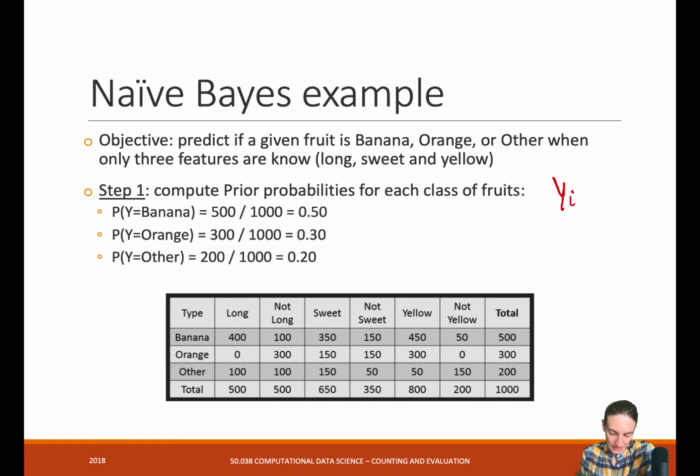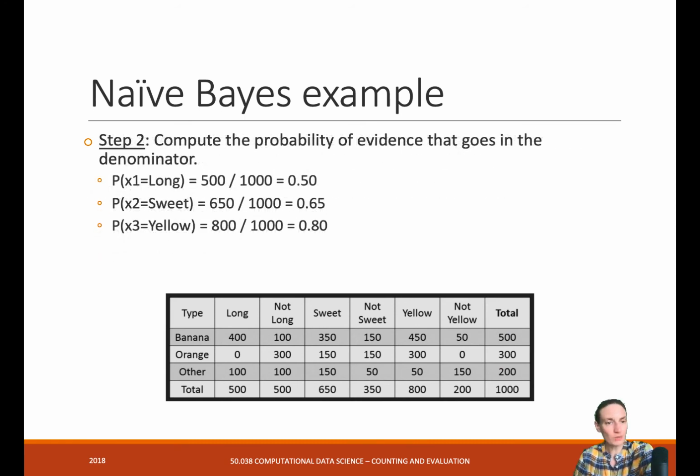If the probability of it being banana is basically 500 divided by the total number of fruits, orange 300 divided by 1000, and other 200 divided by 1000. Intuitively makes a lot of sense. Step 2, compute the probability of evidence that goes into the denominator. This is the priors of the x variables, of the evidence. Okay, the probabilities of the evidence.